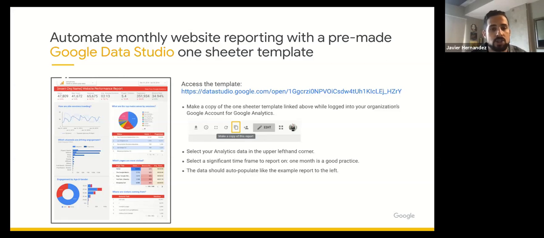All you have to do is use the link that appears on the screen here. And then once you're logged on from your organization's account, you can make a copy of that template and then set up the time frame that you want to cover. A month is typically what we recommend, but it can be anything that you choose. And then the data is going to auto populate in a one pager format. That's going to be really easy for you to track that information.